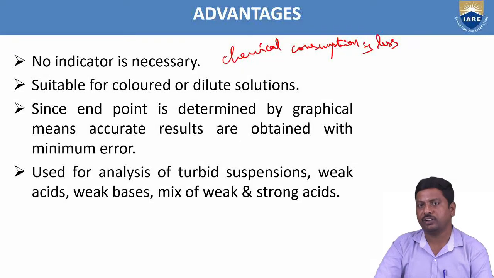Generally, classical methods of analysis are applicable only to individual chemicals. That means strong acid with strong base, strong acid with weak base, or weak acid with strong base. But by using conductometric titrations, it is possible to analyze a mixture of acids with a strong base. That is the main advantage of conductometry.